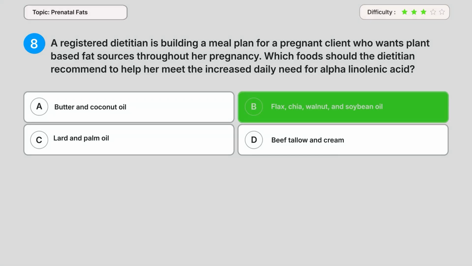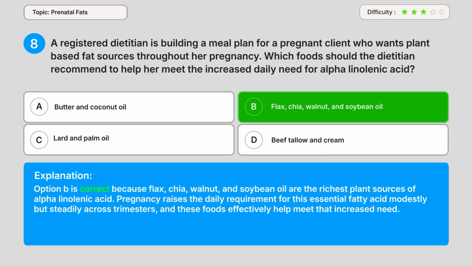Correct answer, B. Flax, chia, walnut and soybean oil. Explanation: option B is correct because flax, chia, walnut and soybean oil are the richest plant sources of alpha-linolenic acid. Pregnancy raises the daily requirement for this essential fatty acid, modestly but steadily across trimesters. And these foods effectively help meet that increased need.